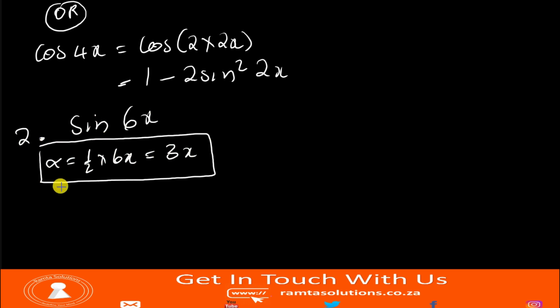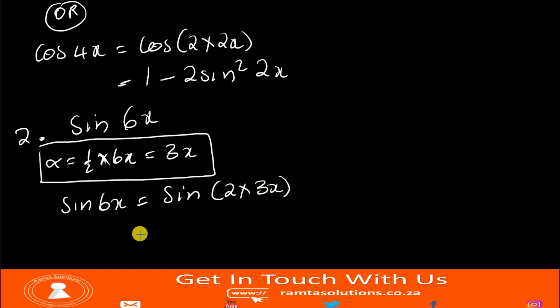Right? This is me. Alpha is half of 6x, which is 3x. So, therefore, I will say sine 6x is basically sine 2 times 3x. In other words, I have 2 sine 3x cos 3x. Is that happy? Yes. Remember the double angle formula for sine, right? Sine 2x equals 2 sine x cos x, right? Perfect.